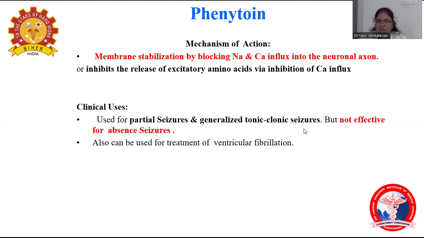It is not effective in absence seizure. As we saw already in the classification, for absence seizure, the drug of choice is ethosuximide, and valproate can also be used if the patient is not responding. But for generalized tonic-clonic seizure, we start with either sodium valproate or phenytoin based on the age of the patient. And it is also used for treatment of ventricular fibrillation.